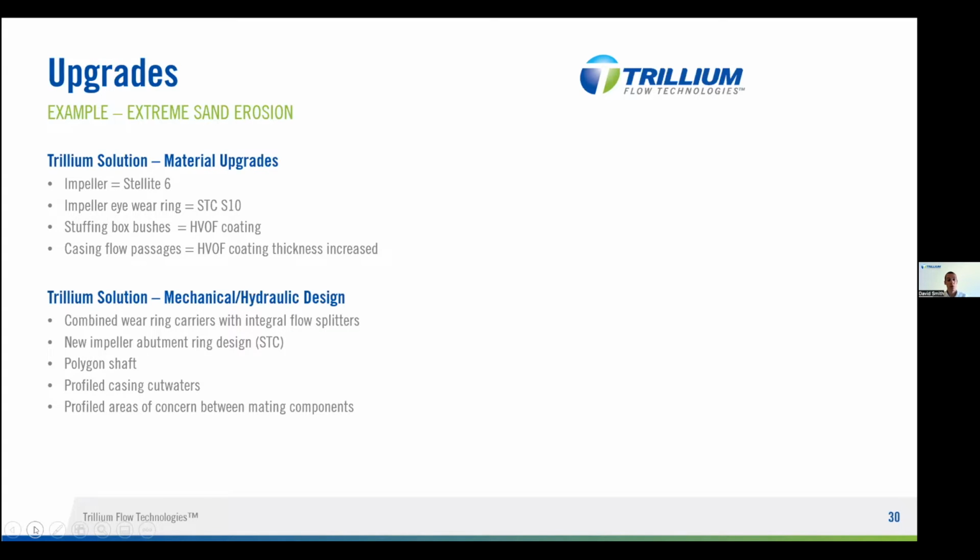In terms of impellers, these were originally super duplex, and we've moved that up to Stellite 6 to improve the performance with the sand content. We then moved into using different materials for things such as the wear rings, which became solid tungsten carbide. And then we started looking at coatings as well, so coating the bushes and also the flow passages. They were actually already coated to some extent, but we did go for further coating, and basically anything that we could access was coated to try and minimize the issues there. So we've looked at a few things.